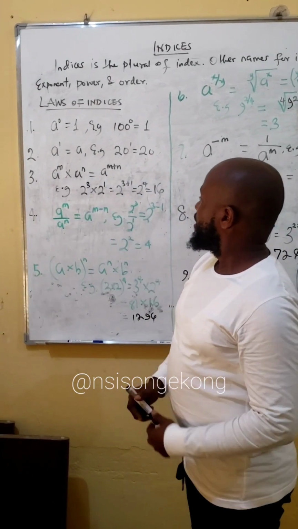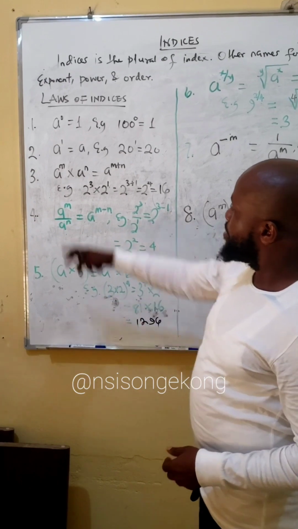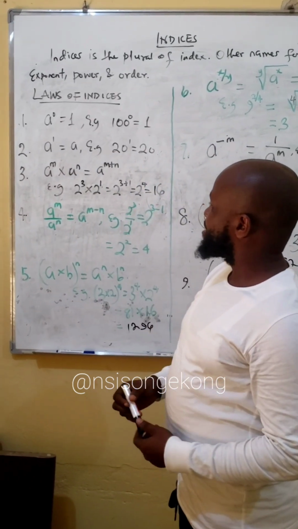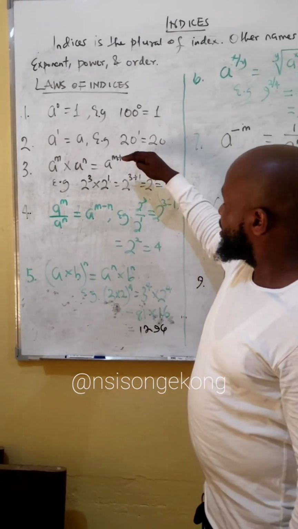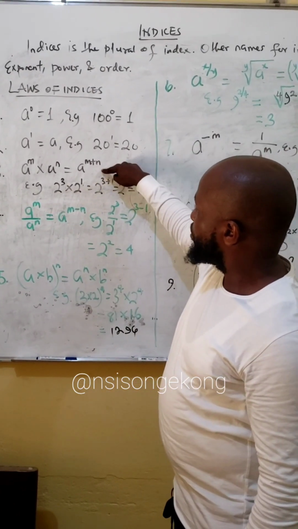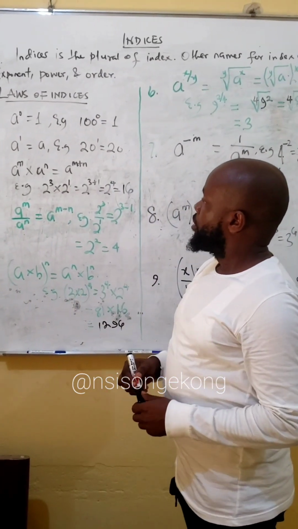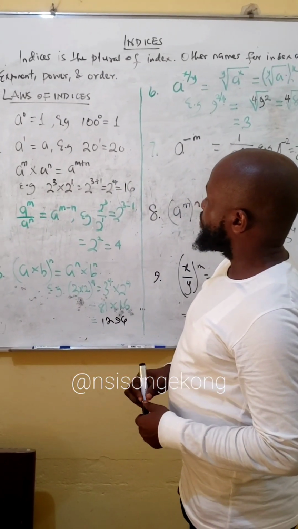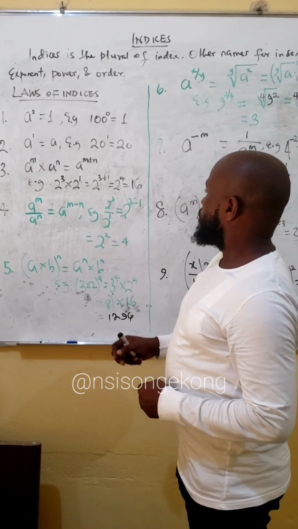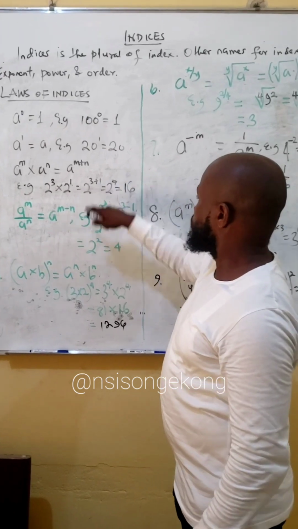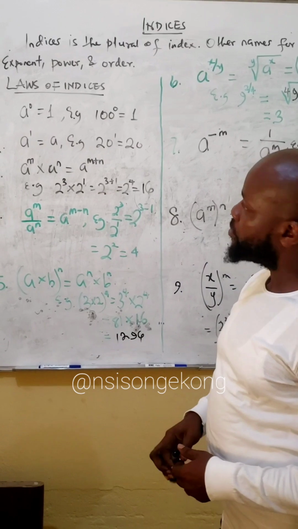So if we have a particular number raised to a certain index, say m, and we multiply that by the same number raised to another index, say n, the result is that number raised to the sum of the two indices, that's m plus n. We have an example here, 2 raised to the power 3 multiplied by 2 raised to the power 1 is equal to 2 raised to the power 3 plus 1, which is equal to 2 raised to the power 4, and that is 16.